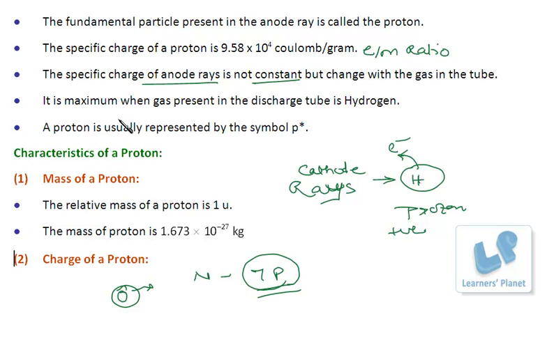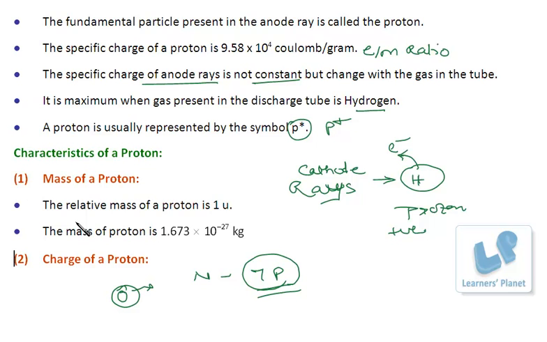A proton is formed when the electron or electrons are knocked out from the atom due to the collision of cathode rays with the atom. The specific charge of anode rays is maximum when the gas present in the discharge tube is hydrogen. A proton is usually represented by P with a plus sign, P positive. It is positively charged.